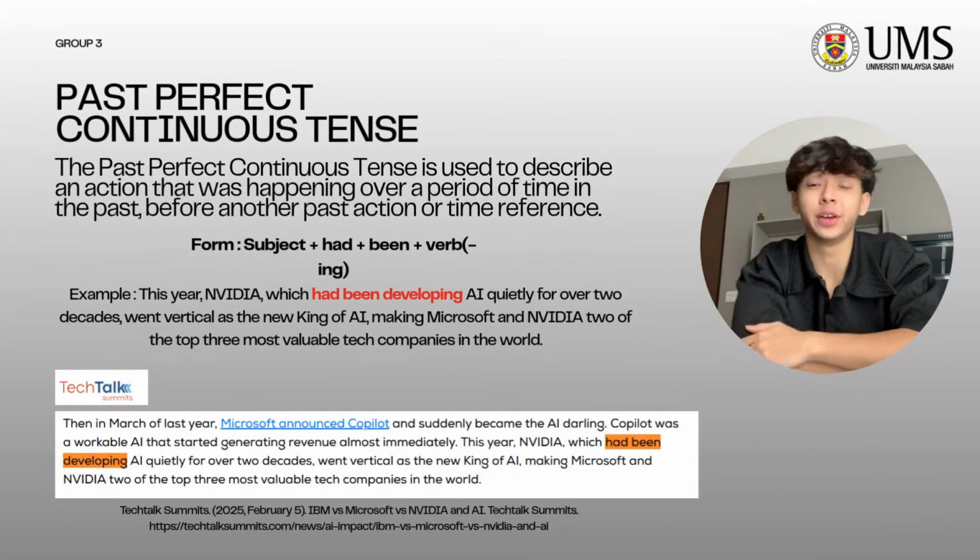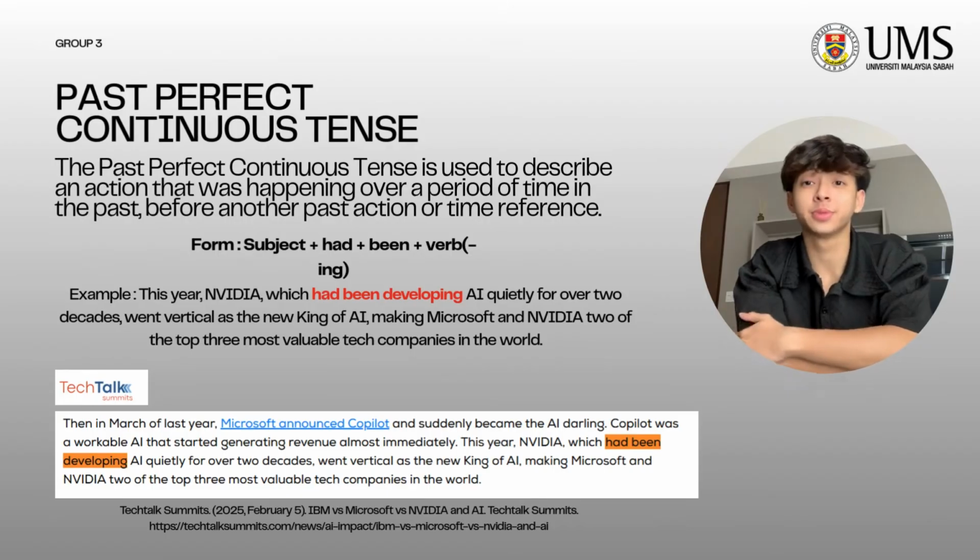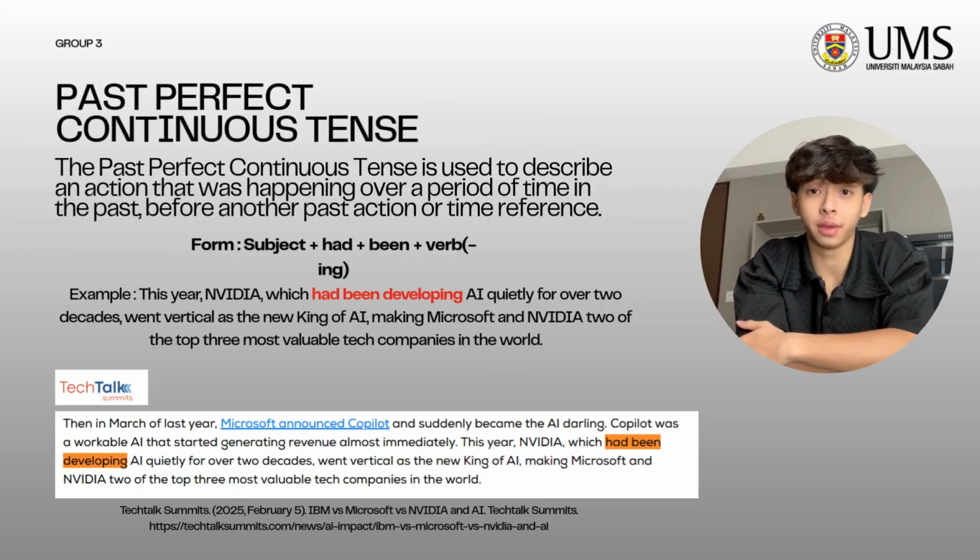Hello, I am Arif Muhaimin. So I'm going to present about the past perfect continuous tense. It is used to describe an action that was happening over a period of time in the past before another past action or time reference. The form is subject plus had been and also verb with ing.